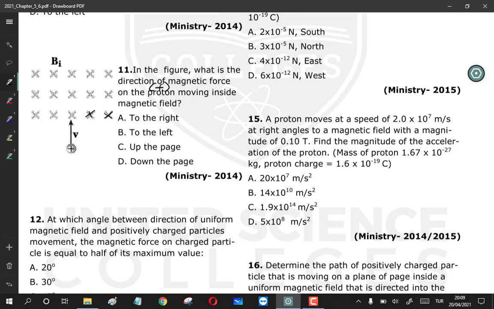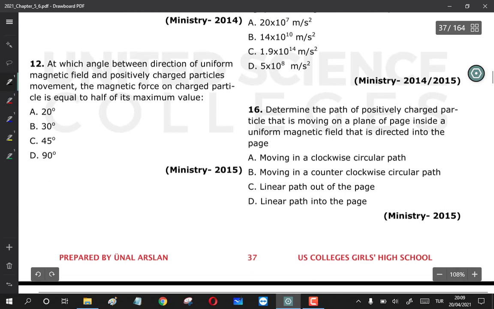Velocity is up along the plane of the page. Take your thumb in the direction up along the plane of the page while keeping your forefinger into the page. Then your palm is going to show the force on the proton. If you do this right hand rule, you will see that your palm is pointing to the left. So this proton will move to the left. Answer will be B.